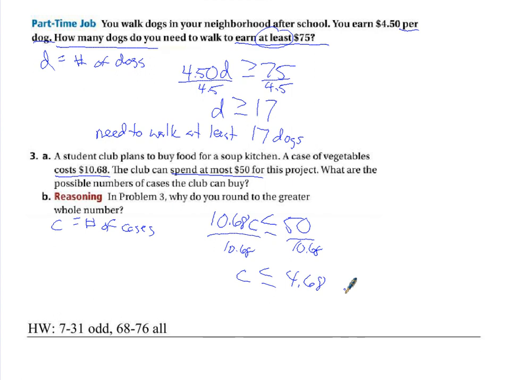Now, what are we going to say there? You can't buy half a case, right? So it's either going to be 4 cases or 5 cases. If I buy 4 cases, I'm under $50. If I buy 5 cases, I'm over $50, and I can't do that. So my answer here has to be, what are the possible numbers of cases the club can buy? The club can buy at most, notice I'm using the same wording that they used, at most 4 cases.